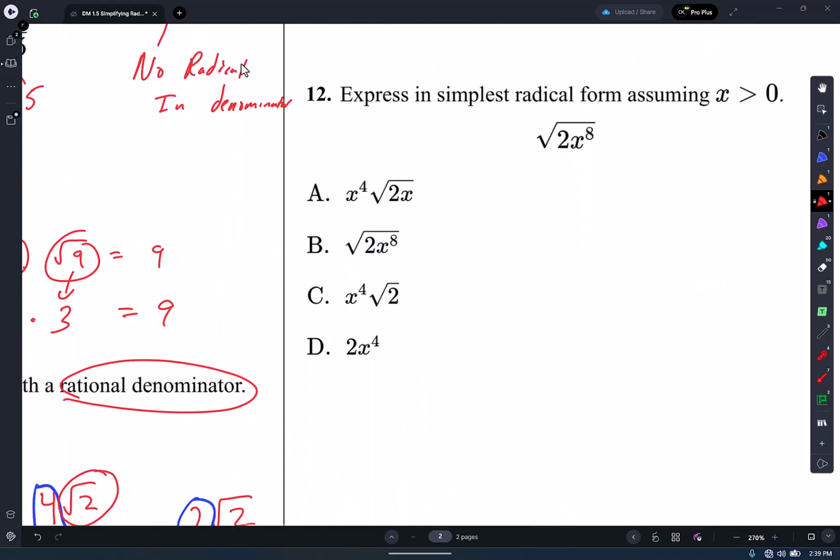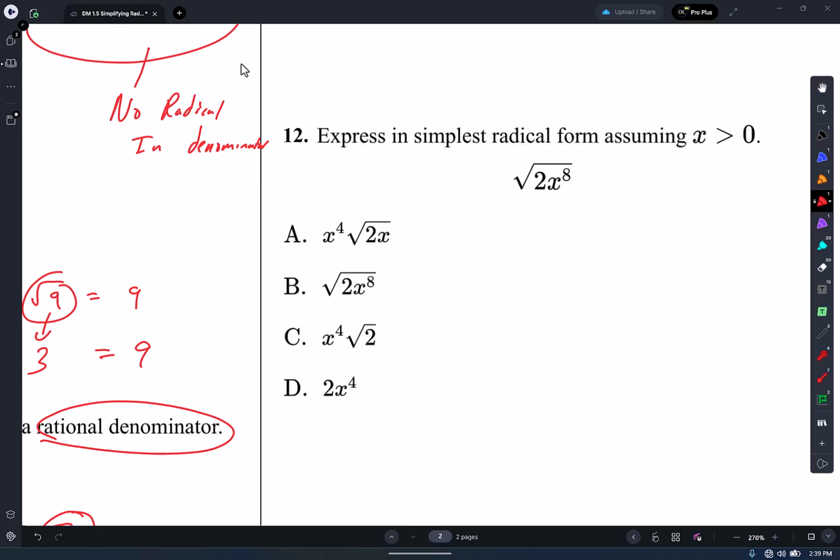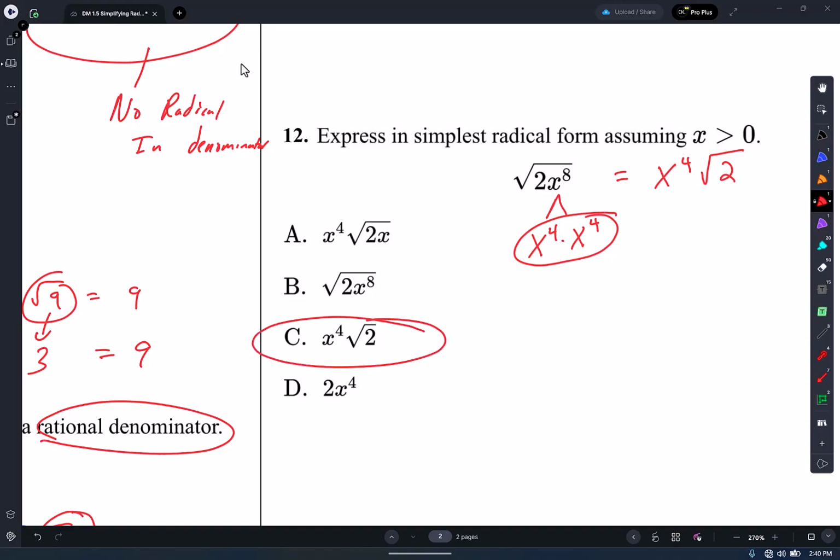All right, here we go. Our last one. Ask me questions, guys. Okay, here we go. Last one. That 2 cannot be broken down. You can't break it down anymore. That's just 2 times 1. It doesn't break down. But that x to the 8th does. I can break that down to x to the 4th times x to the 4th. When you multiply exponents, you add them up. So that's x to the 8th right there. So there's my pair. So I have x to the 4th on the outside, square root of 2. Look for that answer. Do you see it? Did all this make sense?